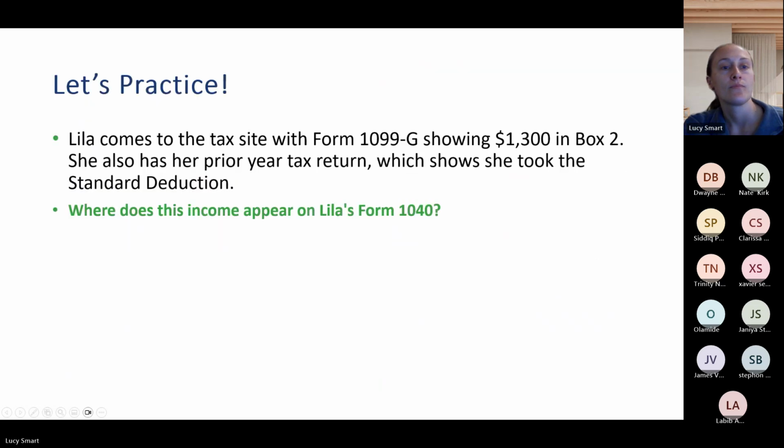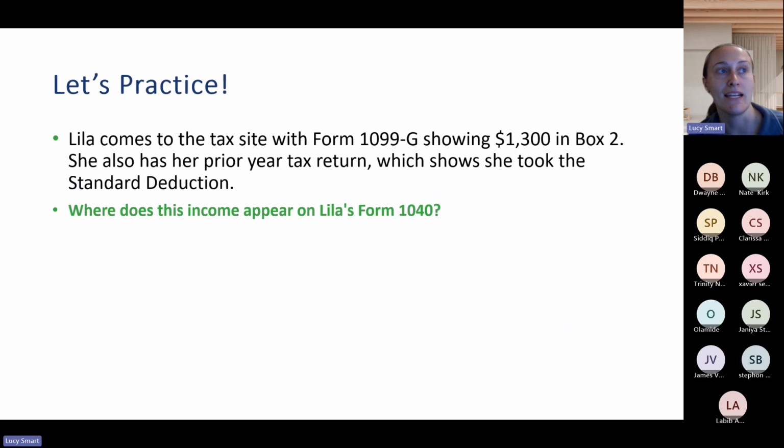Okay, so let's do another practice question. Leela comes to the tax site with Form 1099-G showing $1,300 in box 2. And she also has her prior year tax return, which shows she took the standard deduction. Where does this income appear on Leela's Form 1040?